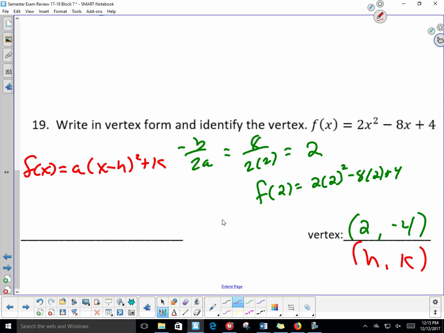What is my a in this case? 2. It's the lead coefficient, so this is my a. So knowing that information, can you write the equation in vertex form? 2 times (x minus 2) squared plus negative 4. Plus negative 4, so I'm going to write minus 4. Much easier way of doing it. Any questions on that one?